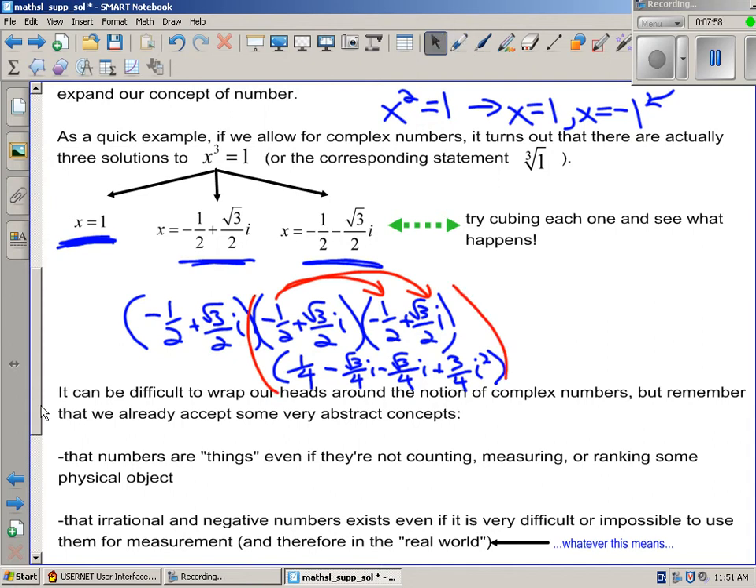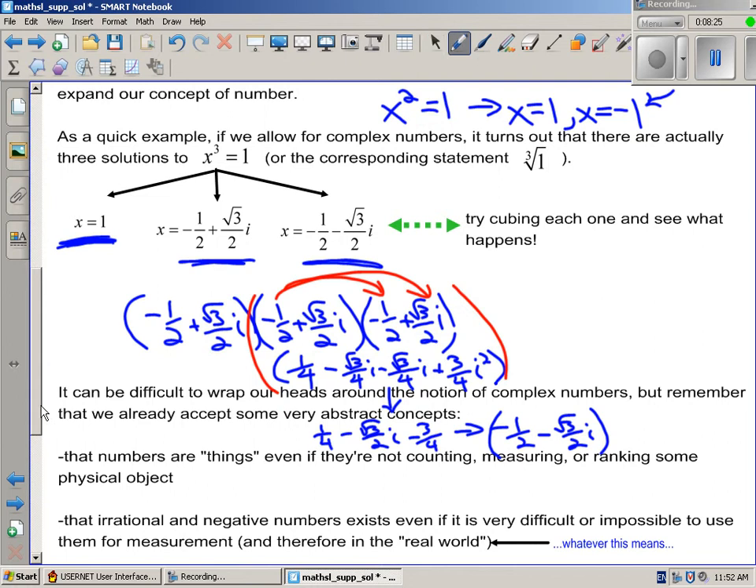Now, if we want to cube that, we first have to clean it up. If I go further with this, this will be a quarter minus root 3 over 2i minus 3/4, because that's 3/4 times an i squared, which is minus 1. Which in turn is negative a half minus root 3 over 2i. So that's what happens from the last 2 brackets.